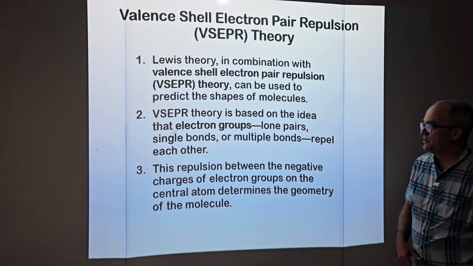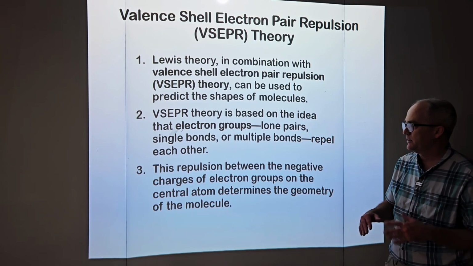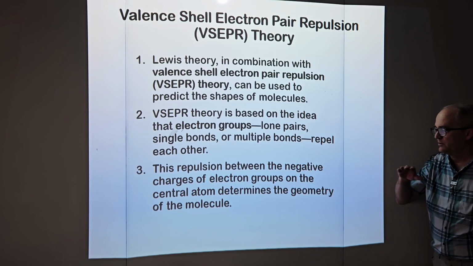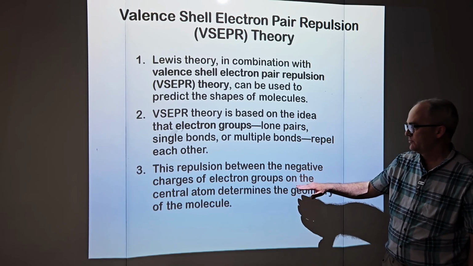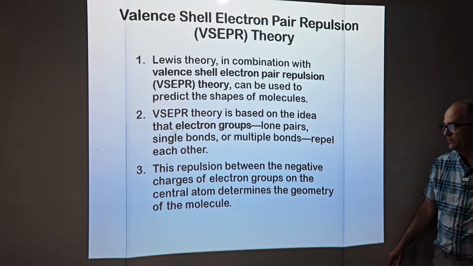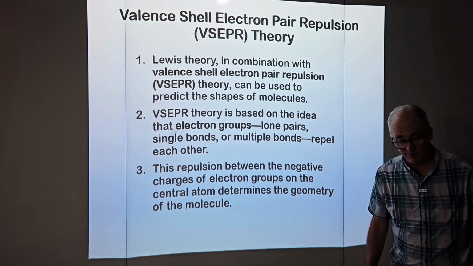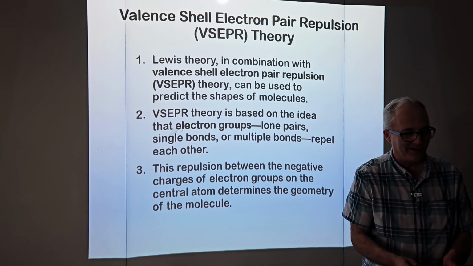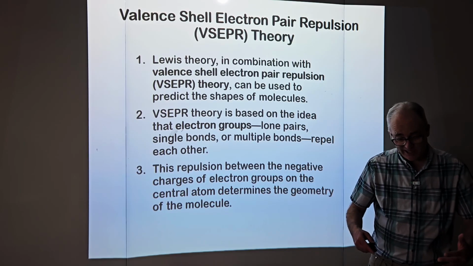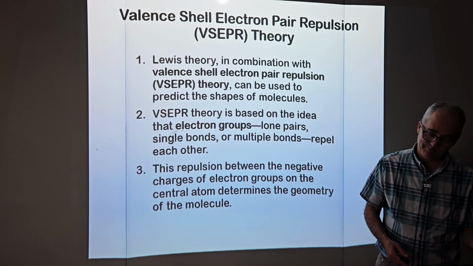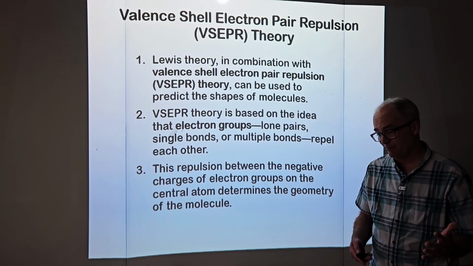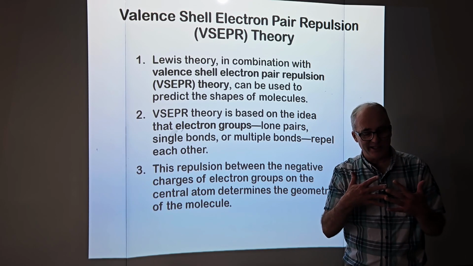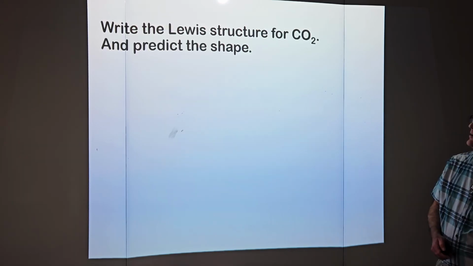Lone pairs, double bonds, single bonds, triple bonds, they all repel each other. And this repulsion between the negative charges of the electron groups on the central atom, or sometimes we say domains, determines the geometry of the molecule. Why do we care about the geometry of a molecule even though we can't see them with our eyes? Because the shape might dictate things like polarity, solubility, melting point. In a lot of biological sense, there's a lock and key model of how things interact.